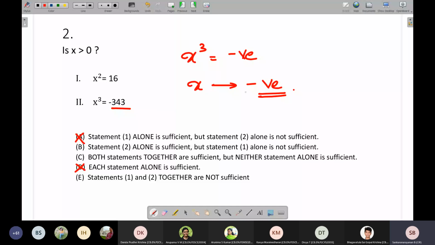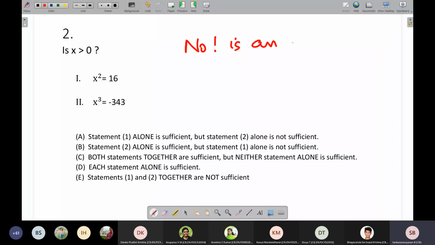So the question is: is x greater than 0? My answer is no. But what you have to observe here is that I am able to answer the question now. I can answer that x is not greater than 0. And kindly note, no is an answer in data sufficiency. Kindly write it down in your worksheet neatly. No is an answer in data sufficiency.